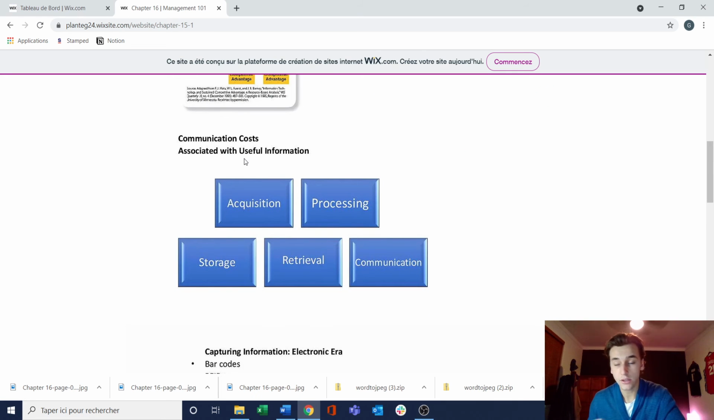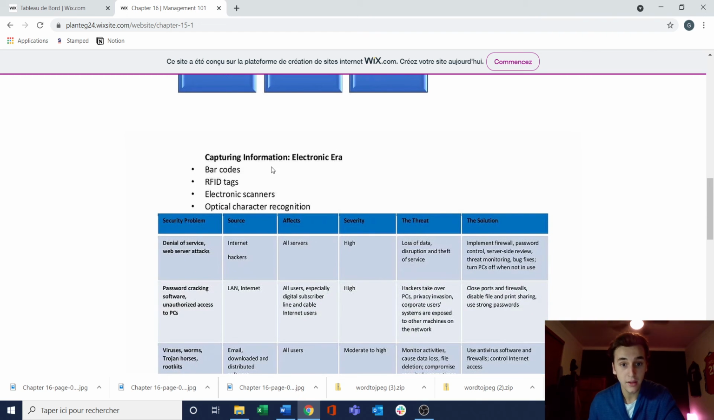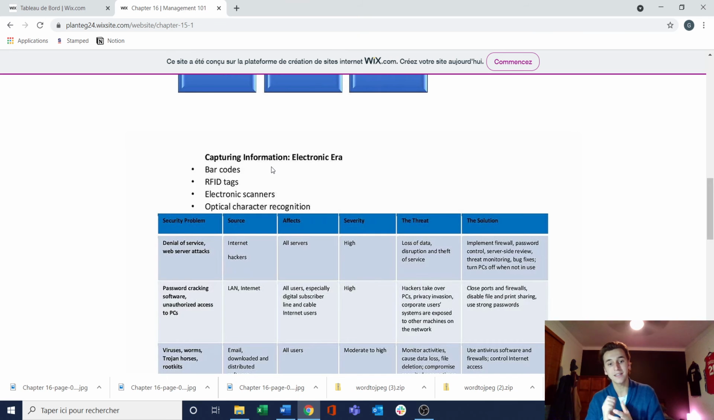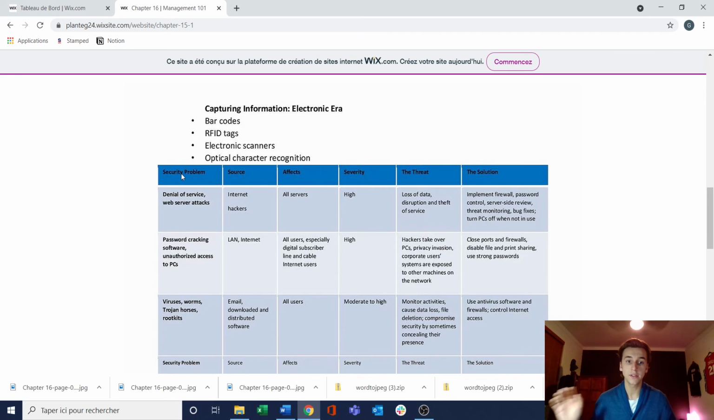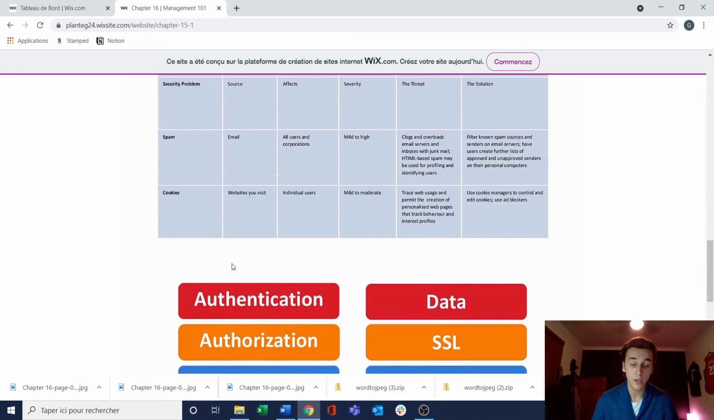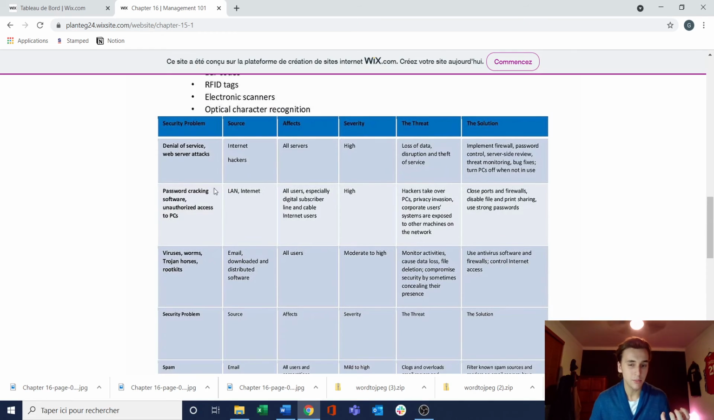The other costs associated with it are the acquisition cost, processing, storage, retrieval, and communication. And for capturing the information, you can use barcodes, RFID tags, electronic scanners, and optical character recognition. And then here you have all of the security problems associated with it. I don't think it is very related to management.